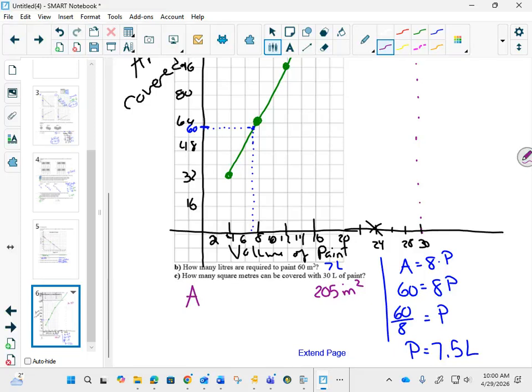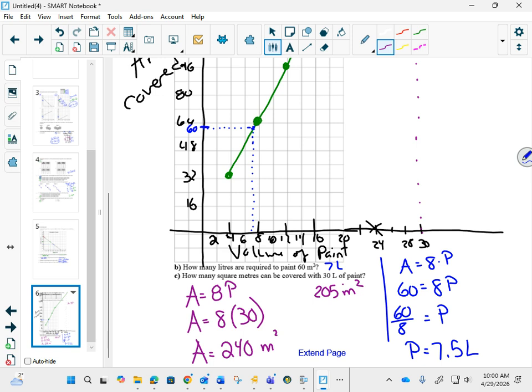Okay? If I actually use the formula, and this time I know the area is 205. No, that's the answer I want to find. I know that the paint was 30. Oh no. What's 30 times 8? What's 3 times 8? 24. So 30 times 8 will be 240. Oh, we were actually off. My line got bent and I was off.